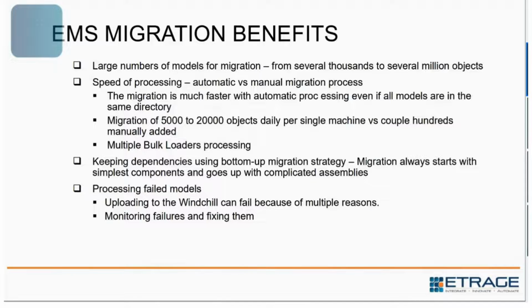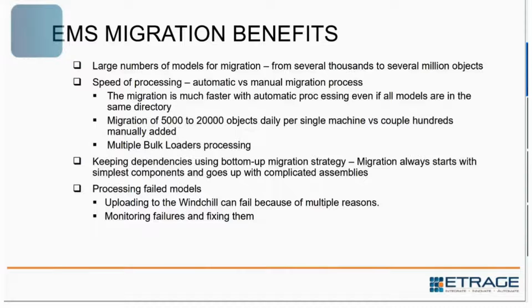Now let's review these migration benefits and what you can expect from our system. First of all, our system can handle a large number of models for migration, and those numbers go from several thousands to several million objects for processing. The next is speed of processing, and the migration is always much faster with this automatic processing, even if you have all models in the same directory. But in case of automatic processing, you don't need to pay attention to which models exactly are migrated and which are not.